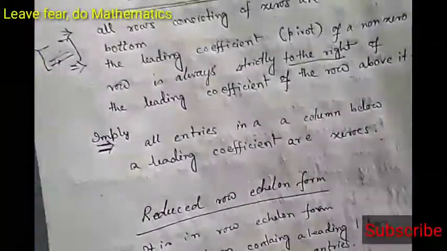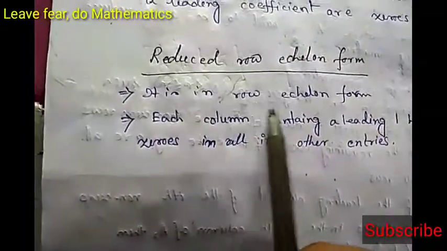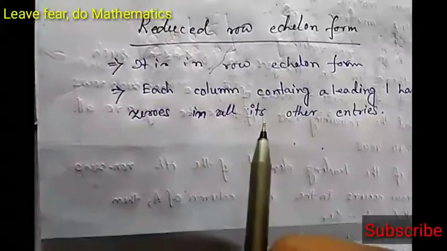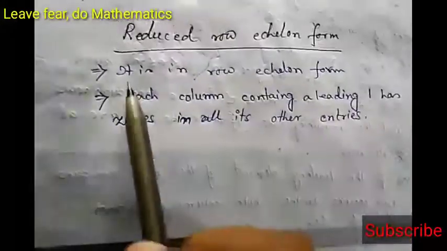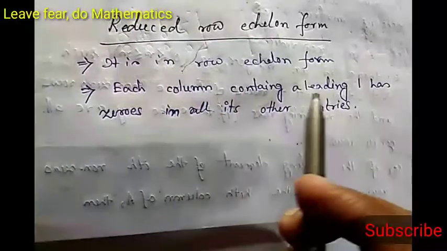Okay, now we will go for reduced row echelon form. Look at the conditions here. It is in row echelon form. So the reduced row echelon form is, the first condition says it is in row echelon form, and the second condition says each column containing a leading 1 has zeros in all its other entries. So first condition is it is a row echelon form. Second condition, each column containing a leading 1 has zeros in all its other entries.